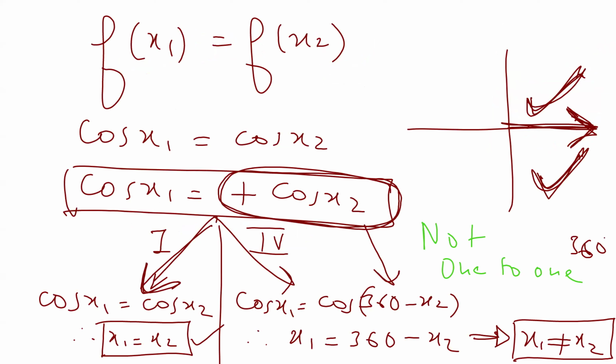So this plus cos x2 is written as cos(360 minus x2). Now compare: x1 is equal to 360 minus x2. Fine, so x1 is not equal to x2. Hence it is not one-to-one, not injective. Second part of the problem, Step 2: to prove onto.